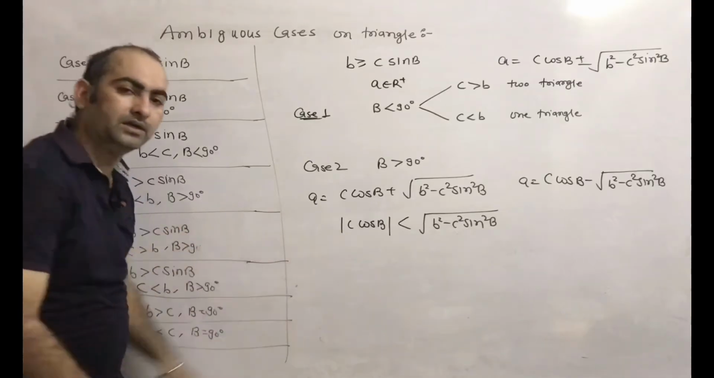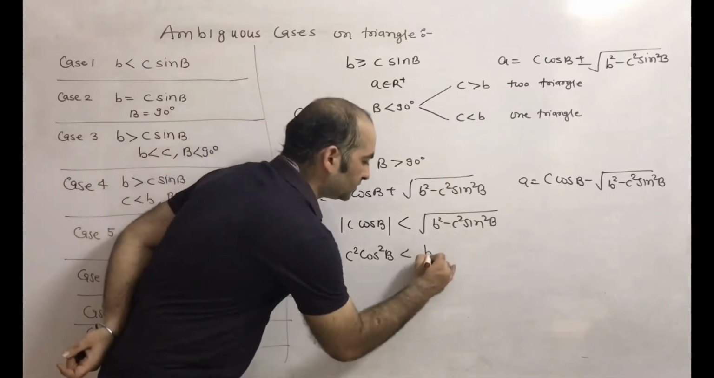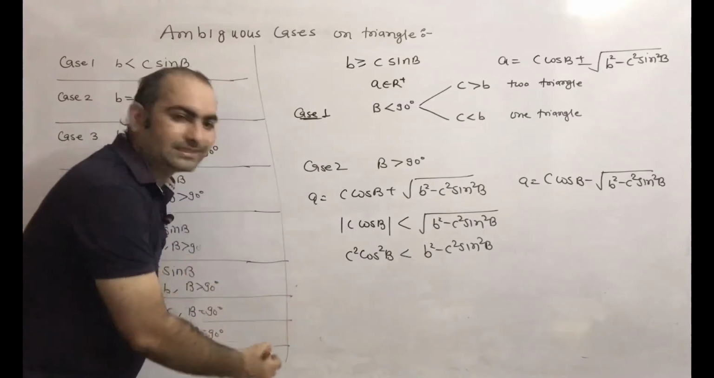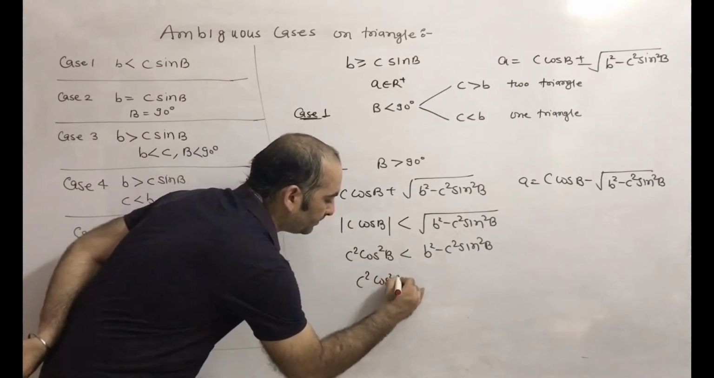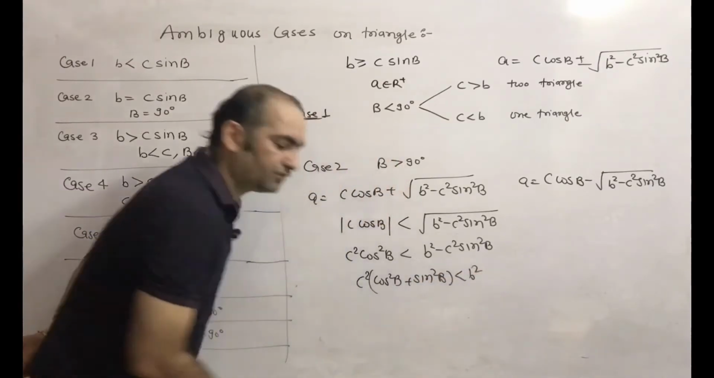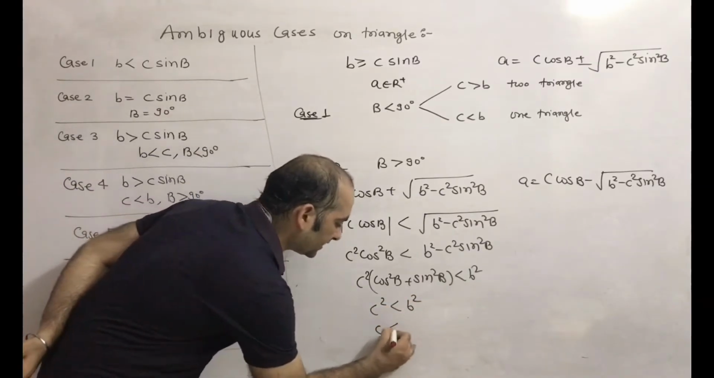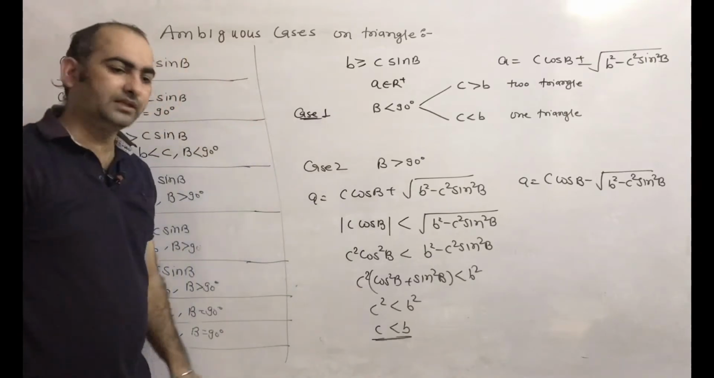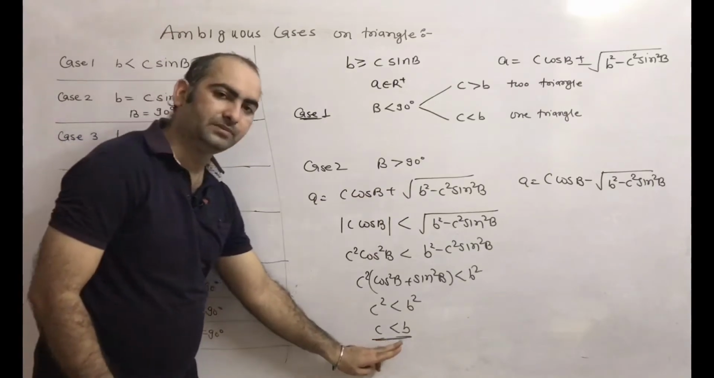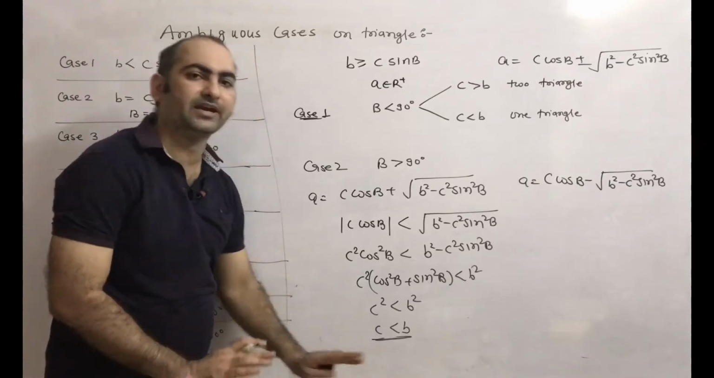So we are doing square. c square cos square B is less than b square minus c square sin square B. Taking this side, c square cos square B plus sin square B is less than b square. So c square is less than b square. So c is less than b, because c and b are positive. Then only triangle possible. So in this case, if B is greater than 90 degree and c is less than b, then triangle is possible. If c is greater than b, then triangle is not possible.